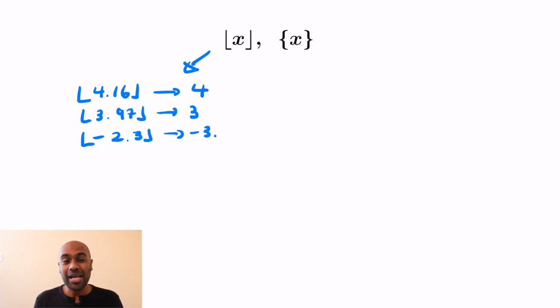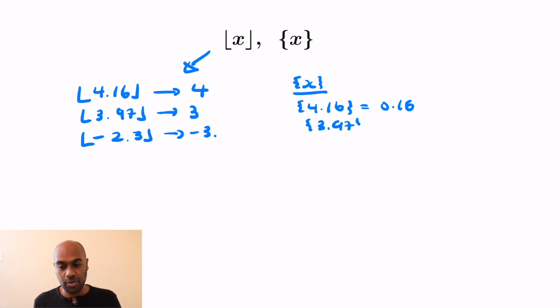Okay, the fractional part is what it sounds like. It's the fractional piece of a number, right? So for example, the fractional part of the number that we started with, 4.16, is just that 0.16 part of it. And the fractional part of 3.97 is that 0.97 part of it. We don't round up.